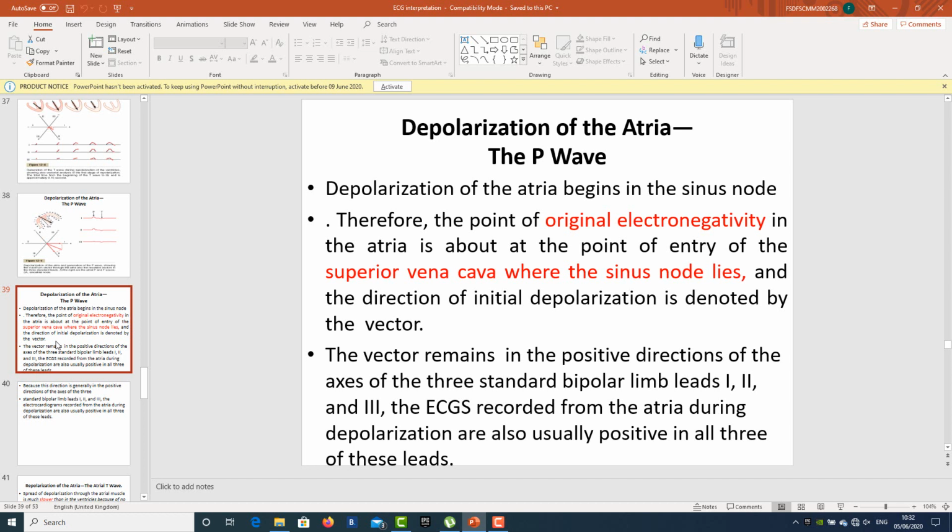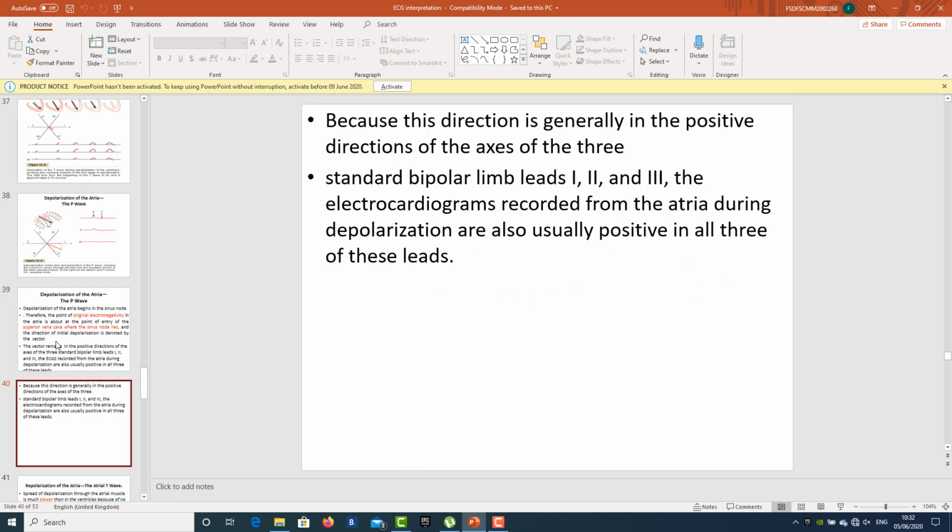The vector remains in the positive direction of the axis of the 3 standard bipolar limb leads, lead 1, 2, and 3. The ECGs recorded from the atria during depolarization are also usually positive in all 3 of these leads, because this direction is generally in the positive direction of the axis of standard bipolar limb leads 1, 2, and 3.